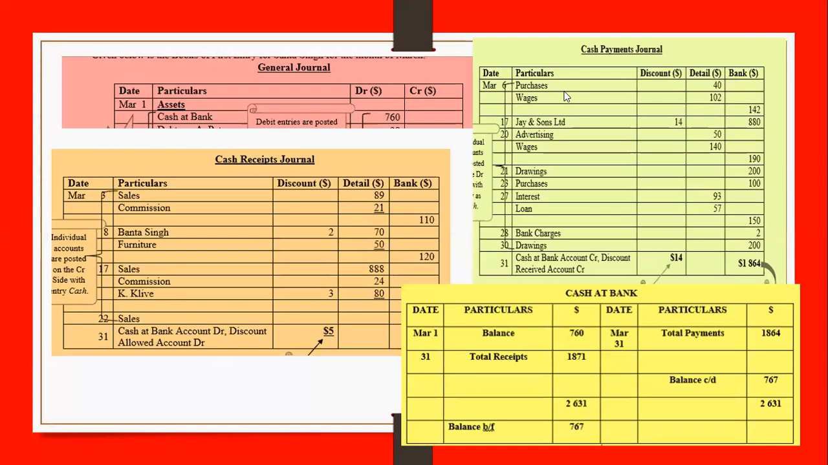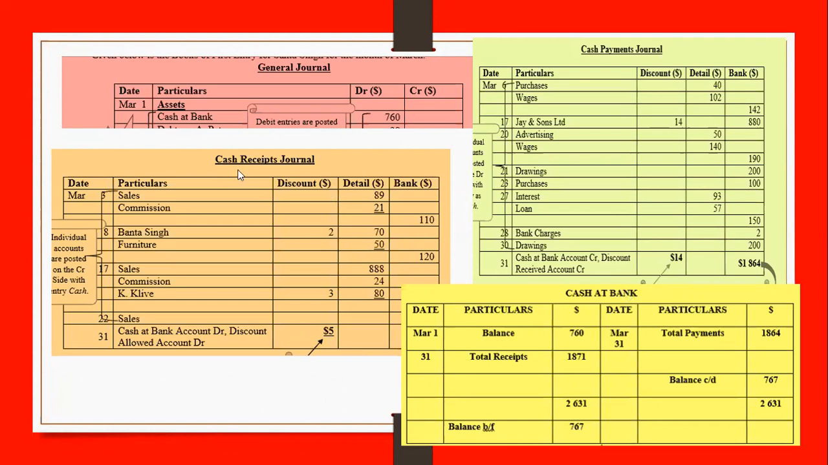Okay. Let's move to the second journal, the cash receipts journal. Cash receipts journal is the second journal that will contribute towards the cash at bank ledger account.